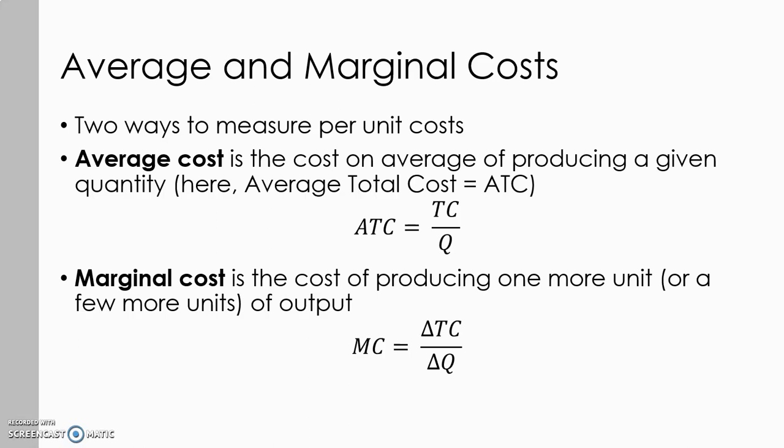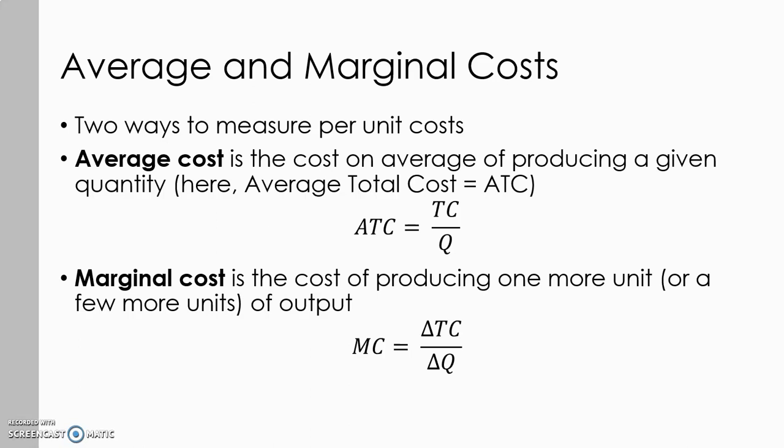Two ways of measuring per unit costs, and they're both going to be informative, but we need to keep in mind that they're going to tell us different things. The first is average cost. Here we're going to call it average total cost, ATC. We'll also see average variable cost, same function, just with a V instead of a T. The average cost is the cost on average of producing a given quantity. You know how to calculate an average. You take your total cost, you divide it by the quantity of units you produce. ATC equals TC over Q.